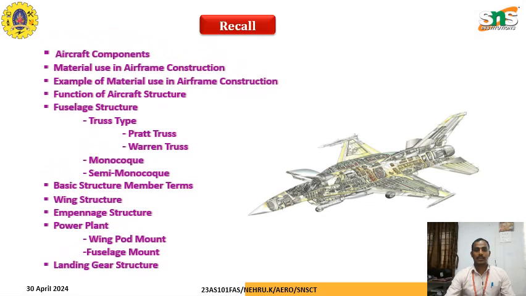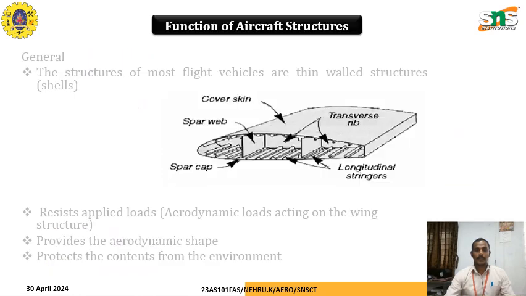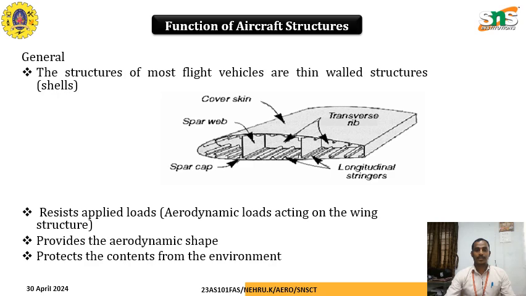So we recall the last session we discussed the different types of aircraft components and the metals used. Today we'll see the function of aircraft structure. The main function of the aircraft structure is to carry the load. In general, the structures of most flight vehicles are thin-wall structures, so we call them shell structures.